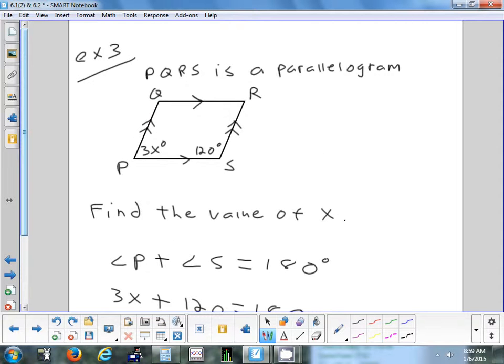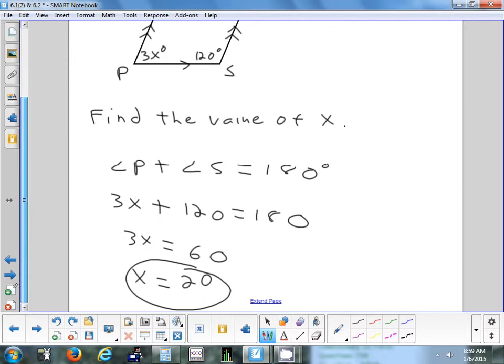If they wanted the angle for P, now I'd plug 20 back in. 3 times 20 is 60, but you would have known that it's 60 anyway, because 120 had to be supplementary. So you could have figured out what that angle was without going through the work to find x, but they did want x. Any question on that? X is 20. So not too bad.